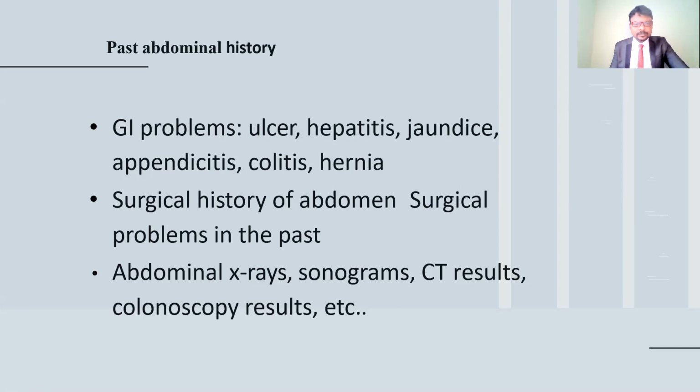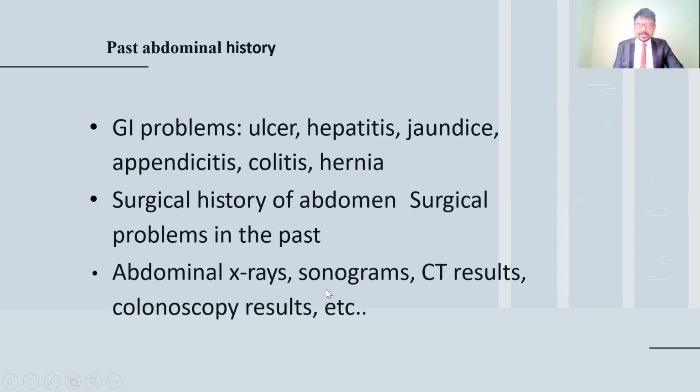Coming to the surgical history of the abdomen and surgical problems in the past, we have to know any previous surgical history, such as appendicitis, kidney transplantation, any kidney disease, gastrectomy, surgery for obesity, pancreas surgery, or cholecystectomy, the removal of the gallbladder. So we have to know the previous surgical procedures.